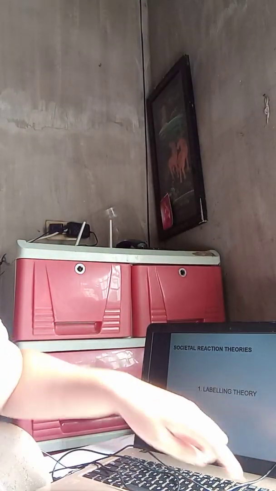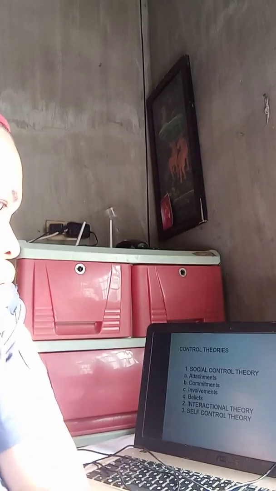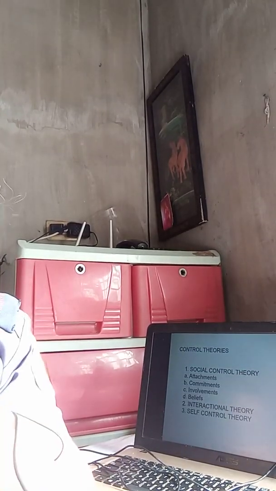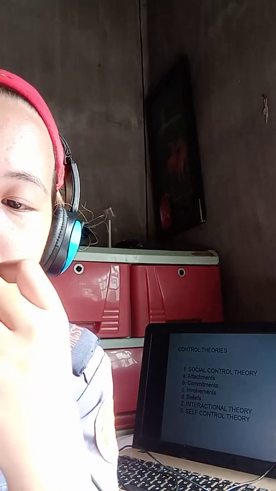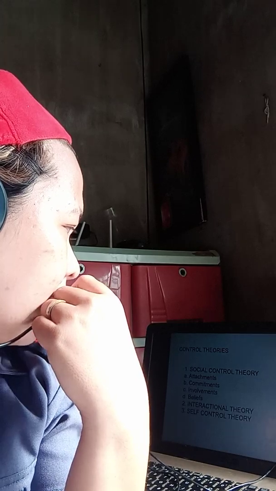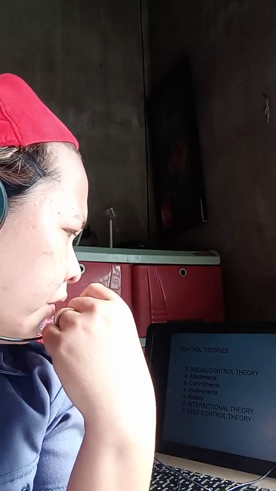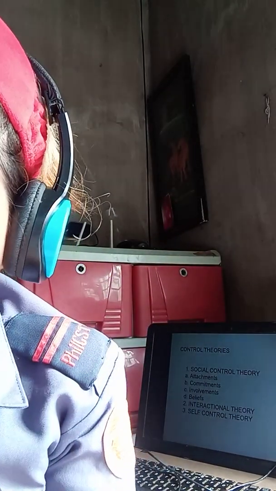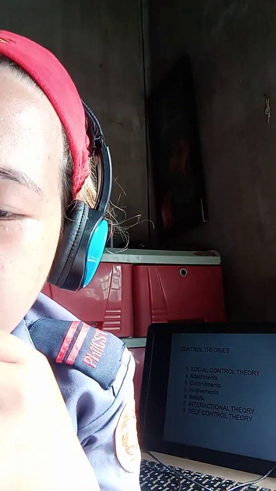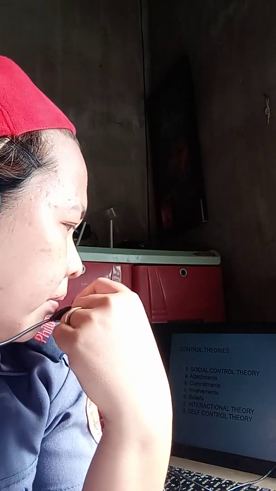Next is the control theories. Under control theories, there are 3 types: the social control theory, the interactional theory, and the self-control theory. In social control theory, this is about controlling juveniles not to commit crime. Under that are attachment, commitment, and involvement.